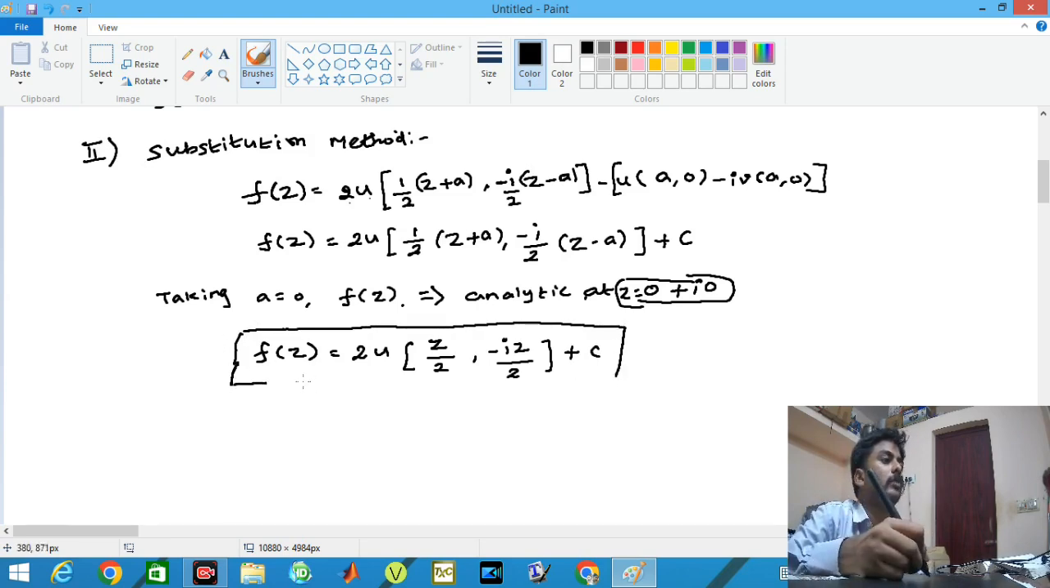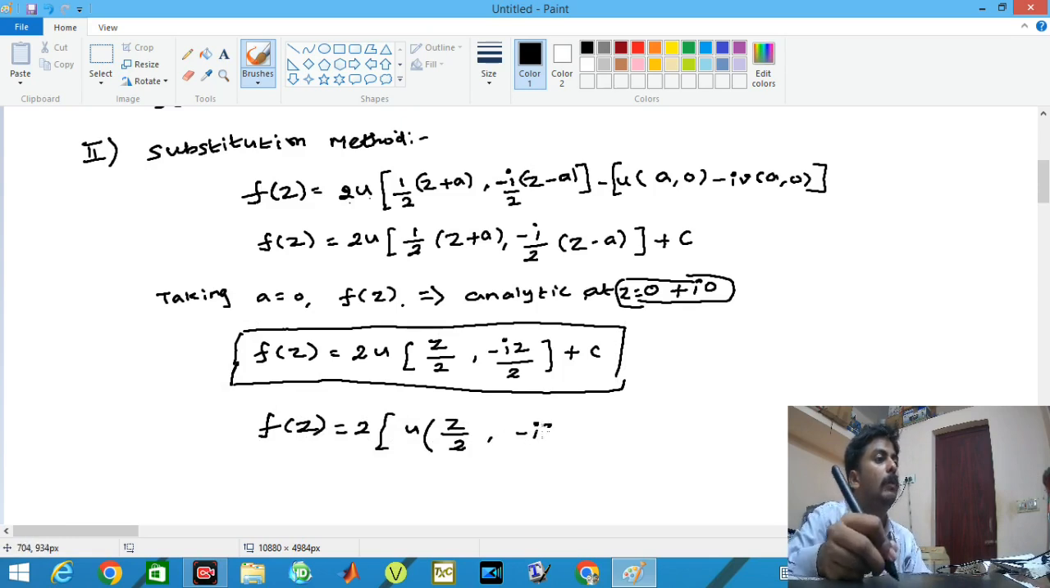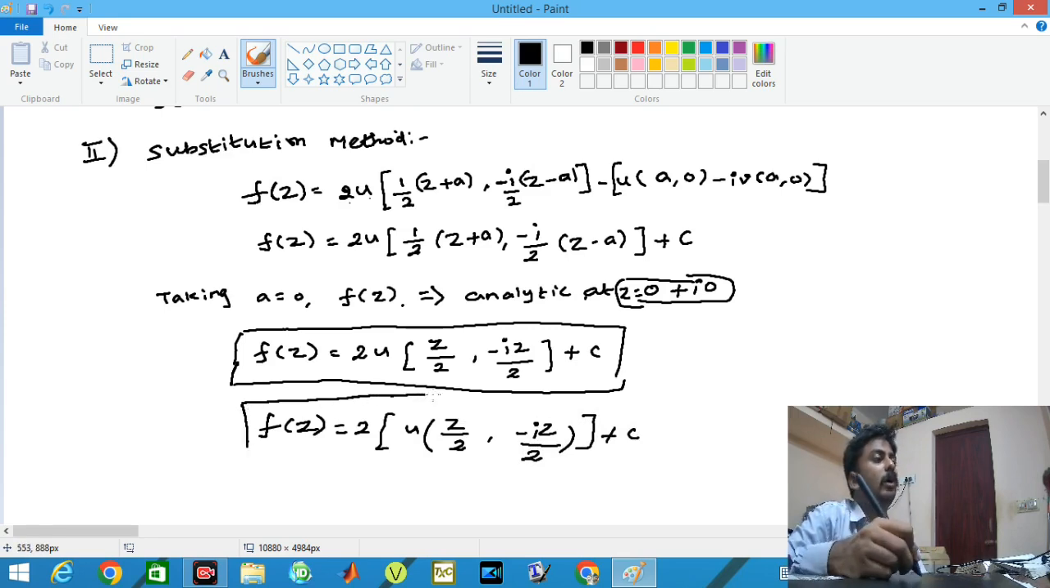Or sometimes it will be rewritten as f of z equal to 2 times u of z by 2 comma minus iz by 2 plus constant. It can be written either way.